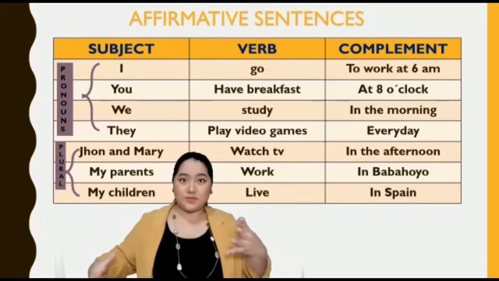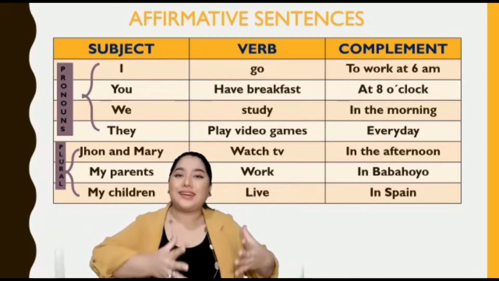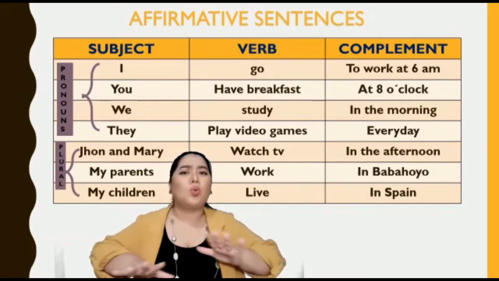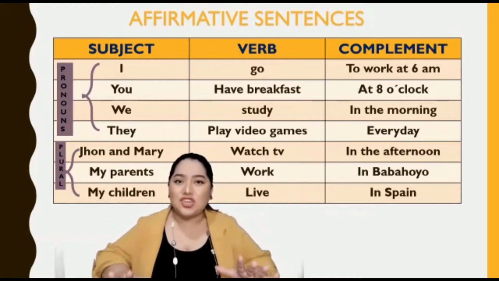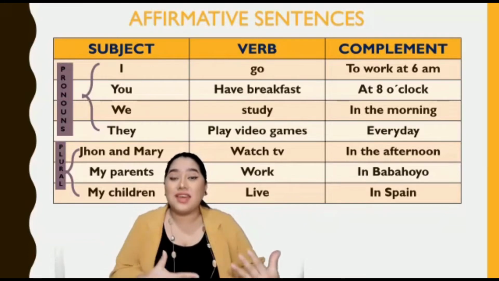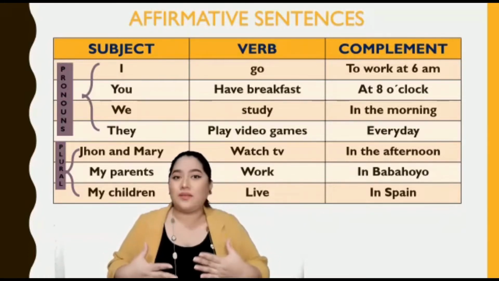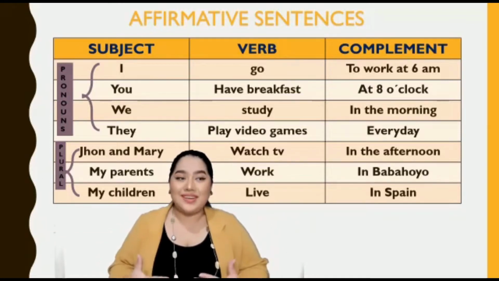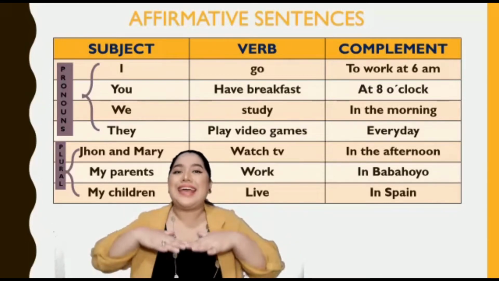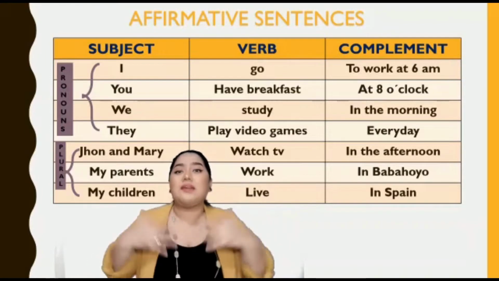Then you have the subject, you have the person who's making the action. Then you need a verb. So the verb, it's always in the base form. We don't need a change in a verb. For example, I go, you go, we go, they go. My parents go, my children go. You have breakfast, we study, they play video games. John and Mary watch TV. My children live. And that's it. We only write or say the verb in base form.